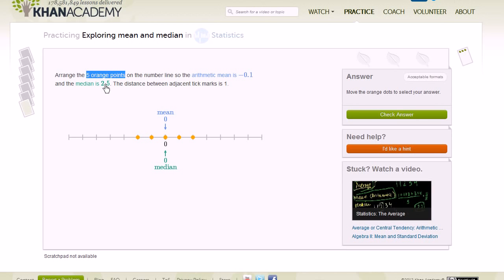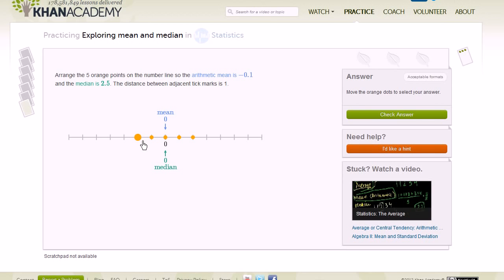And 2.5 is essentially the middle number if you have an odd number of numbers, which we do here. Or if you have an even number of numbers, it's the arithmetic mean of the middle two numbers. It's really going right halfway between the middle two numbers. They're both ways of measuring central tendency. And the distance between adjacent tick marks is 1. So this one right over here is 0, this is 1, this is 2, this is -1, this is -2.